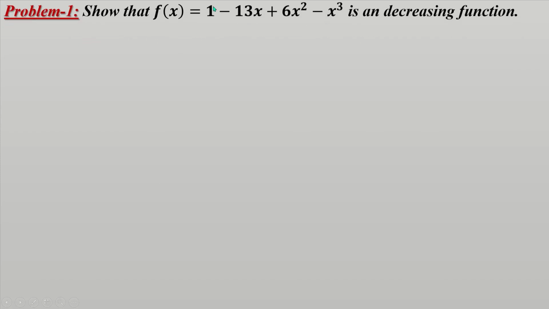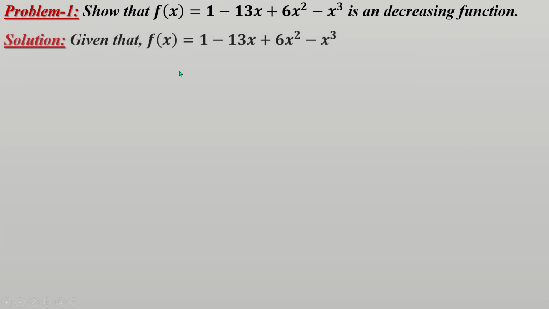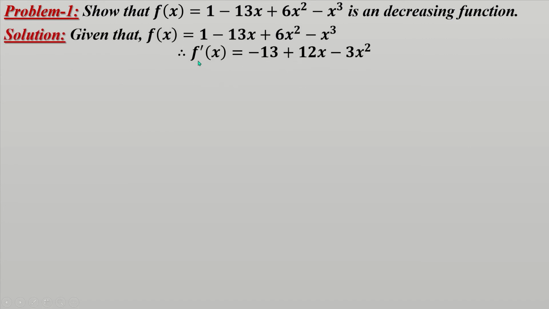Problem 1. Show that f of x is equal to 1 minus 13x plus 6x squared minus x cubed is a decreasing function. This is the given condition. We have to find the first derivative of this function, that means f prime x is equal to: the derivative of 1 with respect to x is 0. Here it will be minus 13, as the derivative of x with respect to x is 1, and here it will be 6 into 2, that means 12x, and here it will be minus 3x squared. We know this.